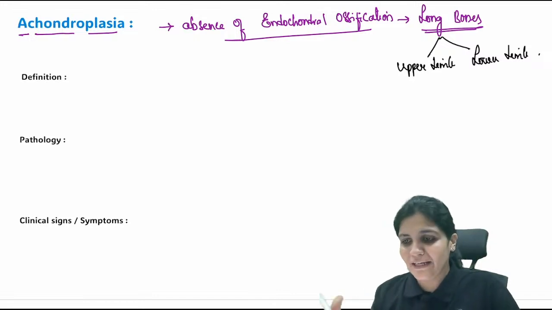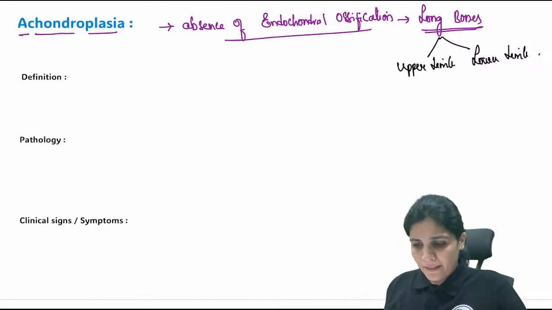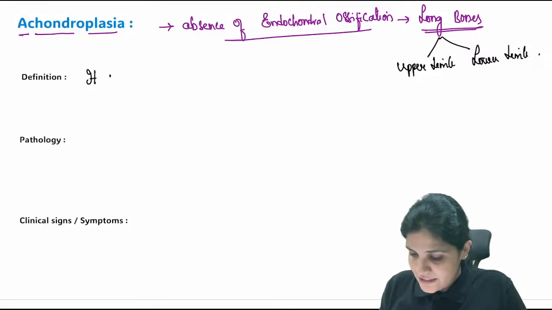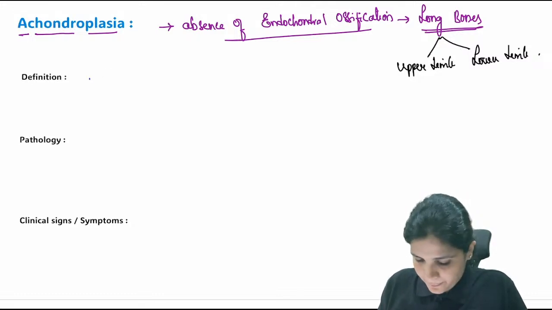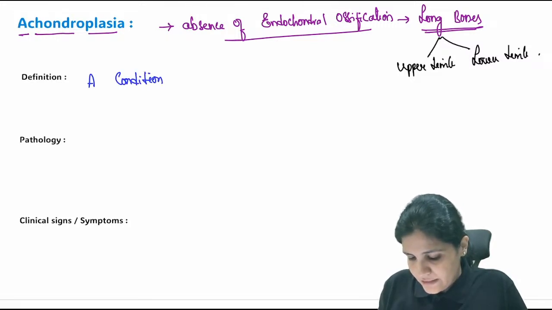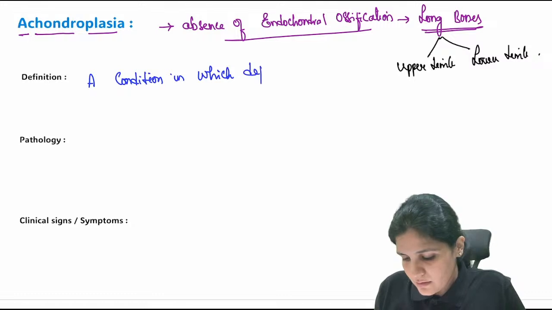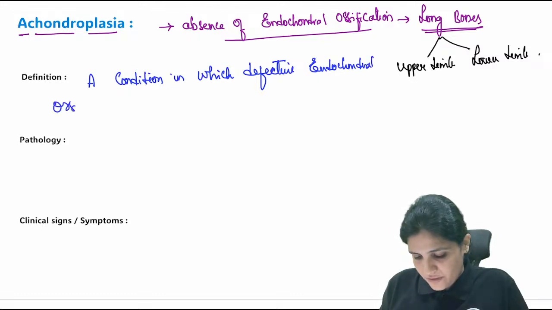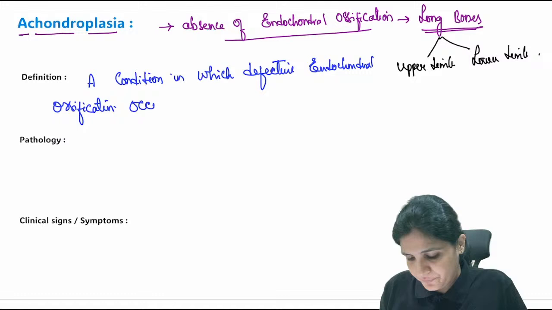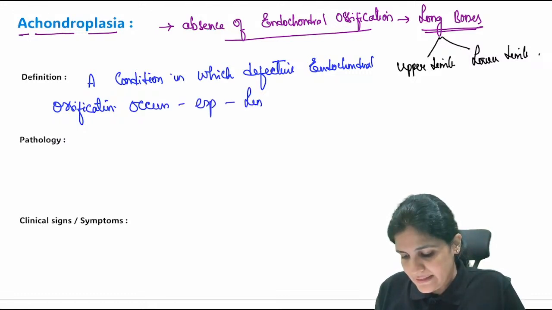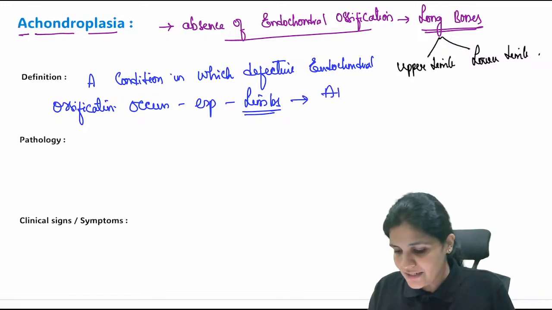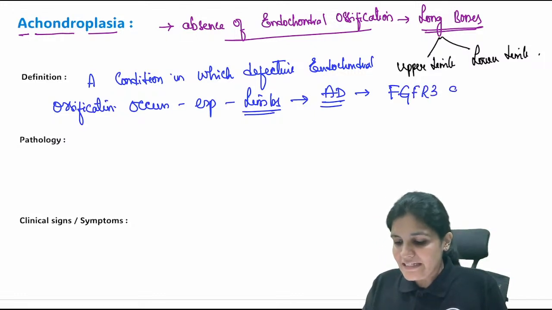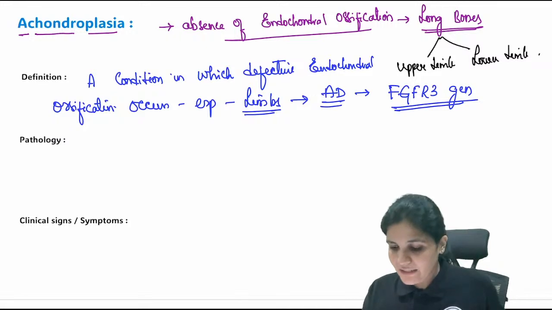Yes, very good, Kala. It is rhizomelic dwarfism. What do you mean by rhizomelic dwarfism? Okay, I'll tell you in a few seconds. First, let us complete the definition. So achondroplasia is a condition in which defective endochondral ossification occurs, and especially, if you remember, it is in the limbs, right? And as Kalai has mentioned, it is autosomal dominant, and if you want to go for extra edge, it is FGFR3 gene mutation, the fibroblast growth factor receptor gene mutation.